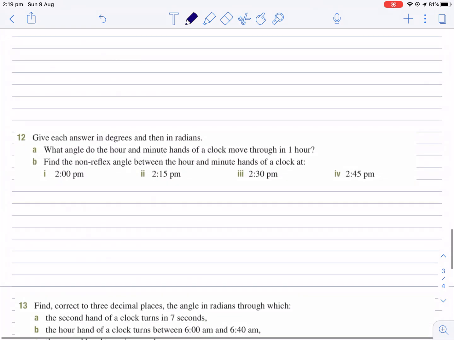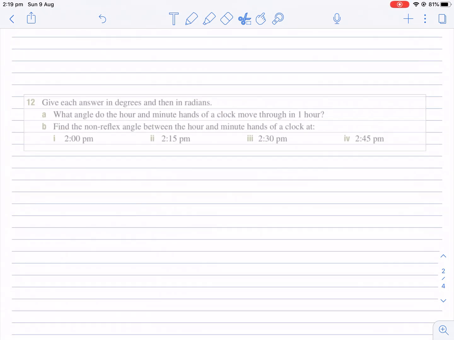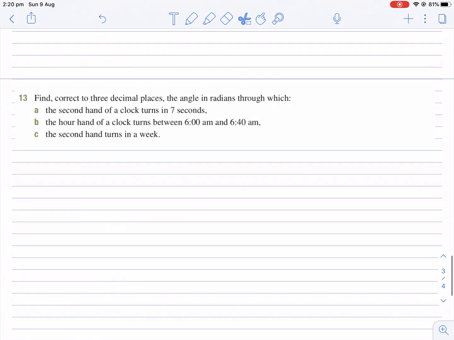Okay, next question. So these are now just what I've put in as the enrichment questions for extension. So advanced students, you don't need to do these.